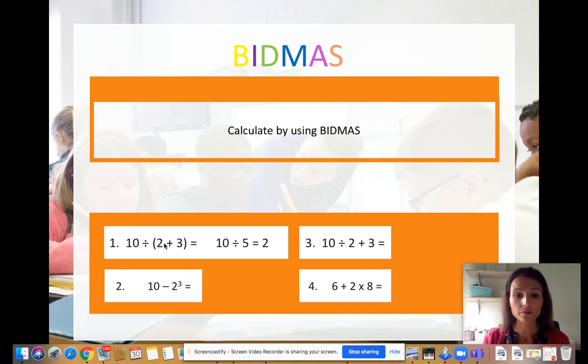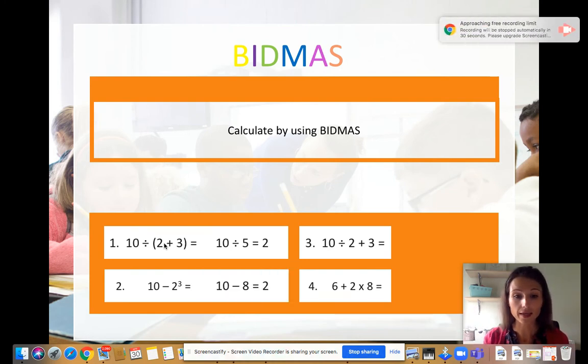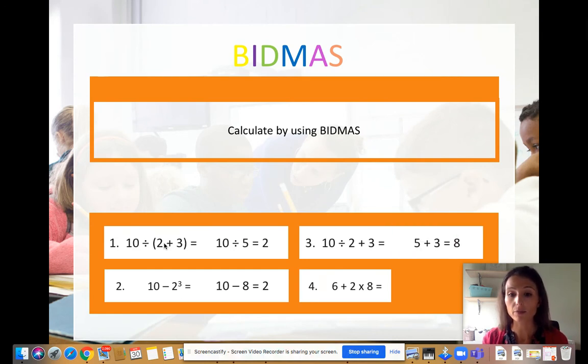Here are the answers. Number 2: 10 take away 2 cubed. Now 2 cubed is 2 times 2 times 2, which is 8. 10 take away 8 is 2. Number 3, your answer should be 8. Number 4, your answer should be 22. Well done if you got those right.